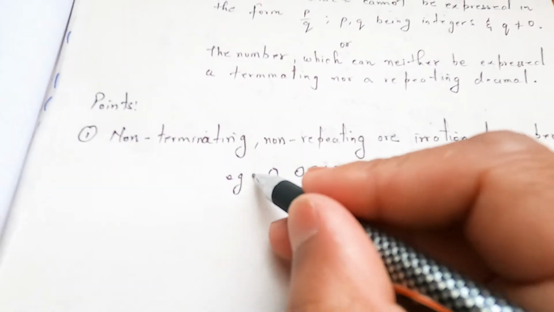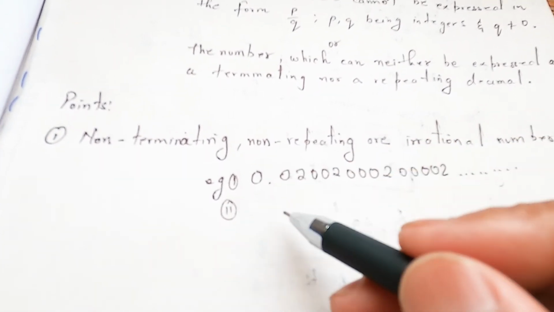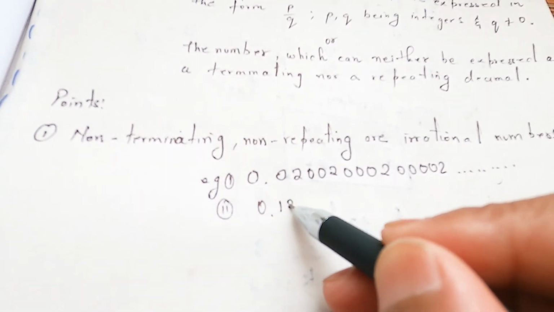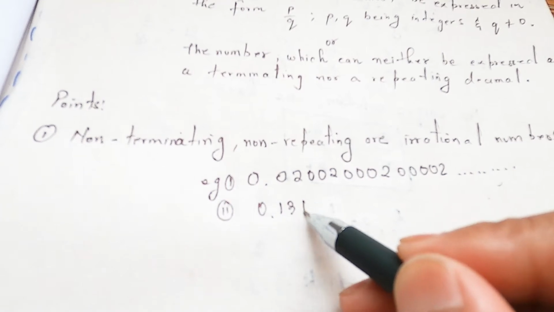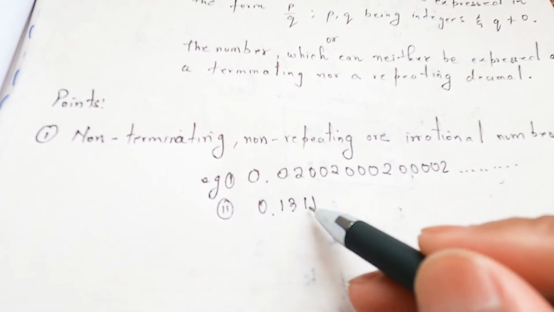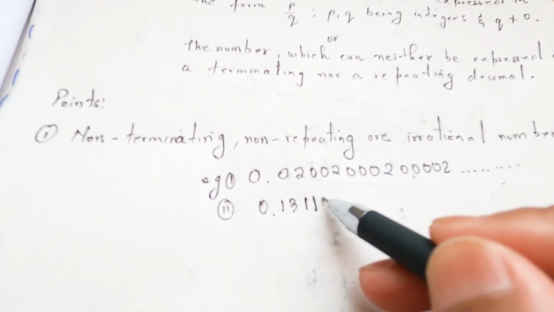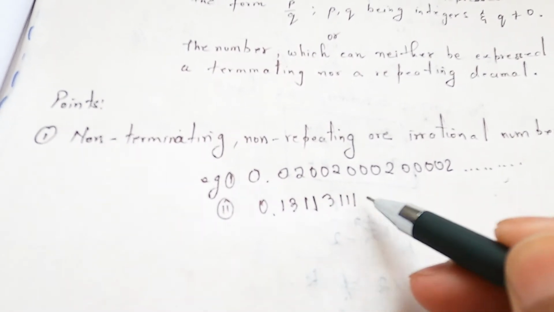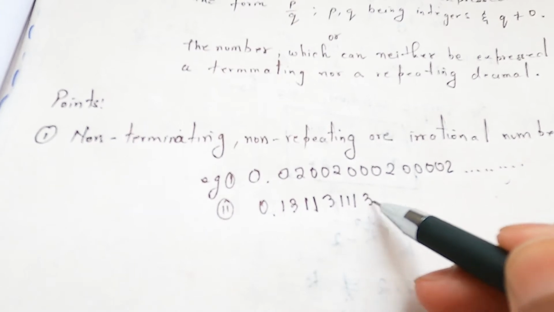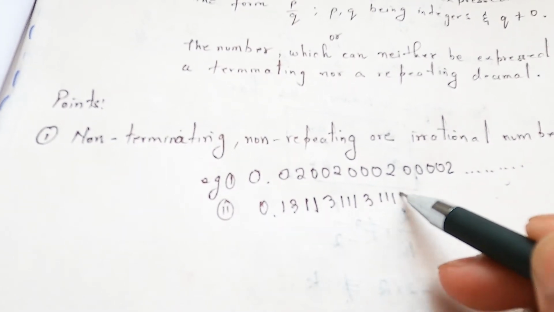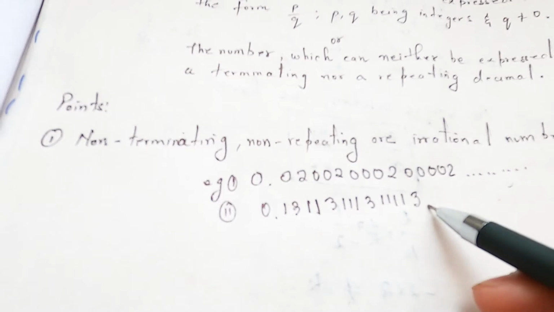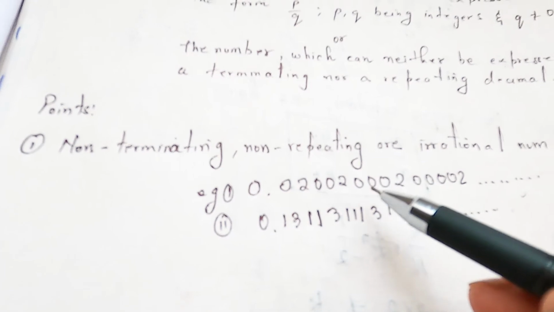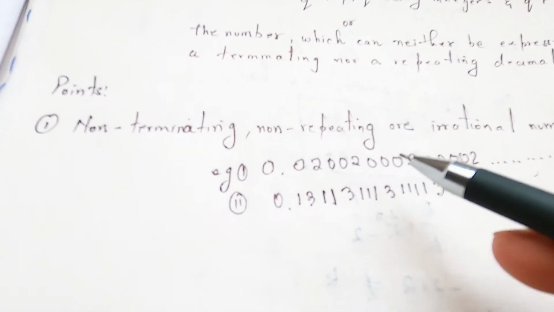Another example, we can take 0.13, and then 1 1 3. See, it is not repeating. In this case there are two 1s and then 3, then again three 1s and then 3, and then four 1s and then 3, and so on and so forth. So these are examples of irrational numbers.